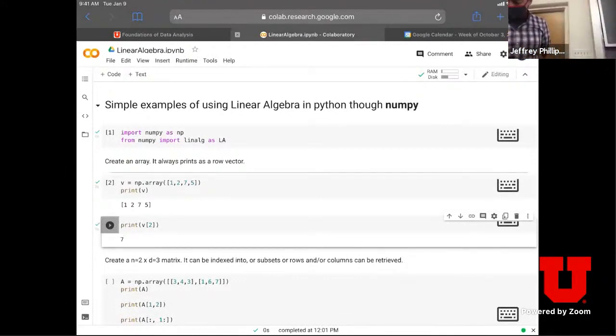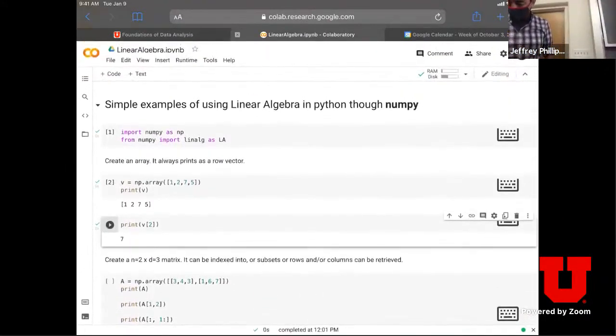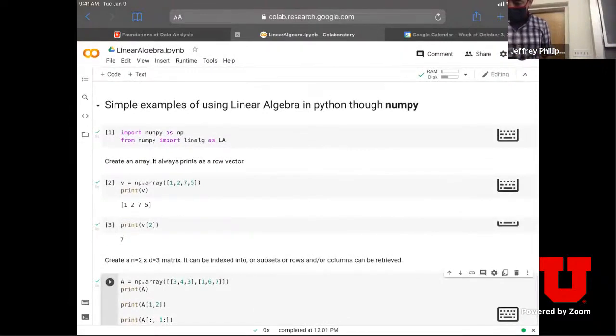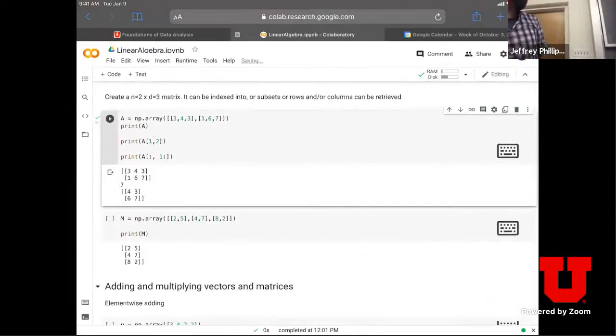Okay, I can also create a matrix, right? I do that by nesting arrays. I have two open square brackets, right? And then I write the first array, comma, the second array.